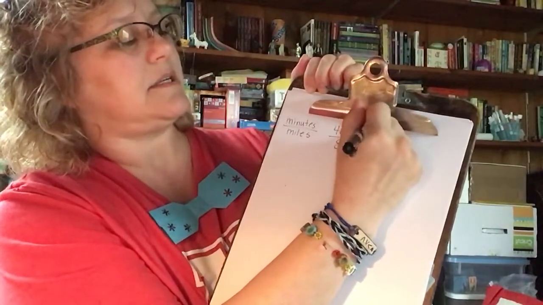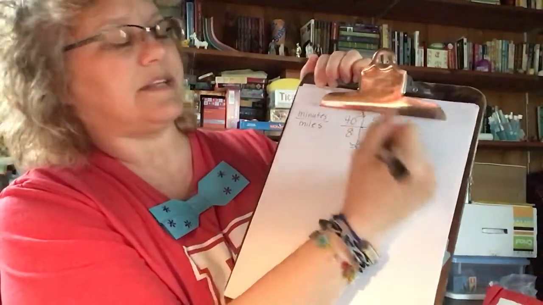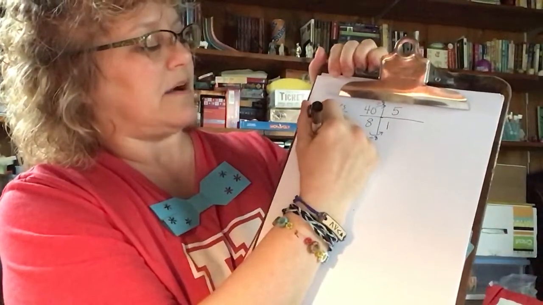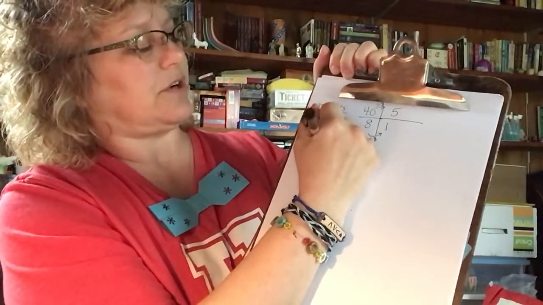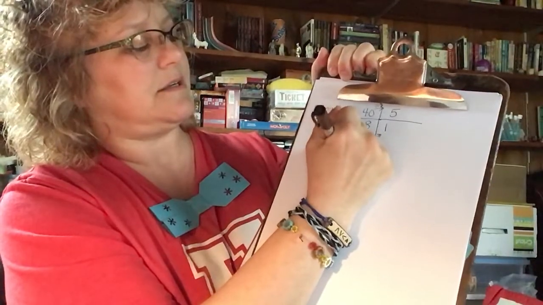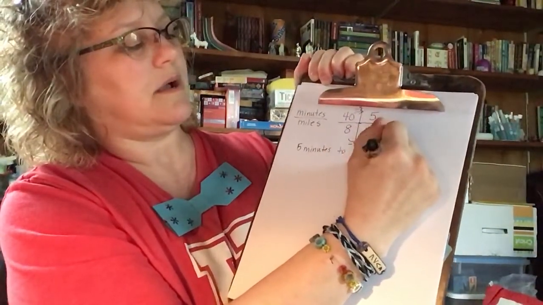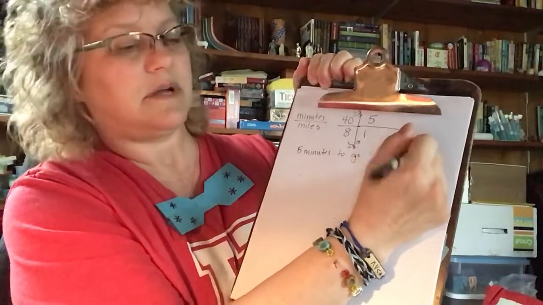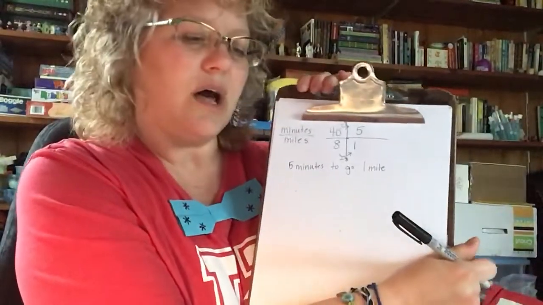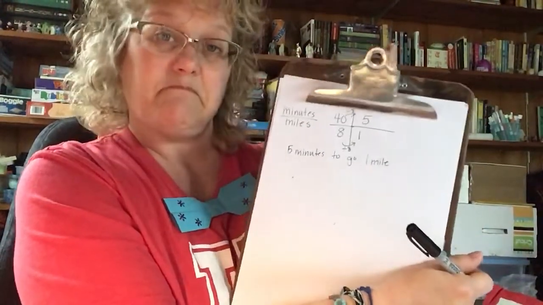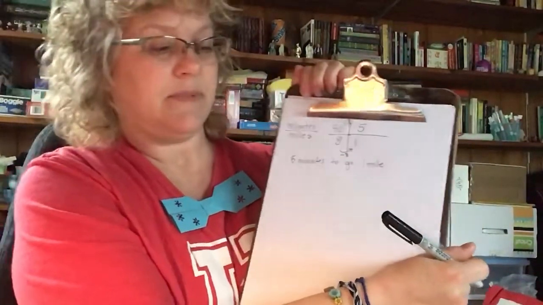40 divided by 8 is 5. 8 divided by 8 is 1. So for every mile, it took her 5 minutes to go 1 mile. Did we answer our question? It said, how long would it take her to run just 1 mile at that pace? 5 minutes, right? All right.